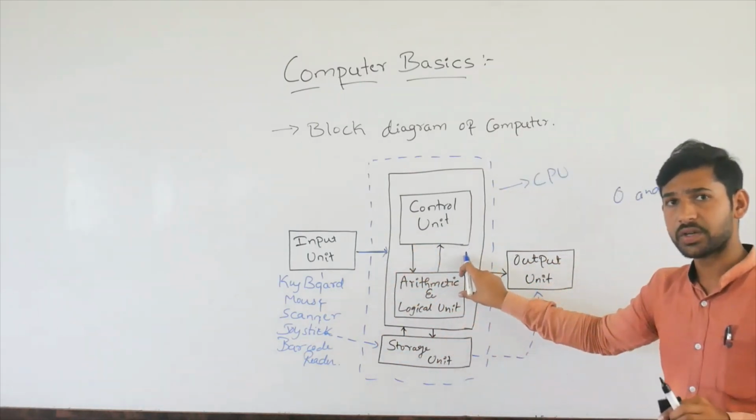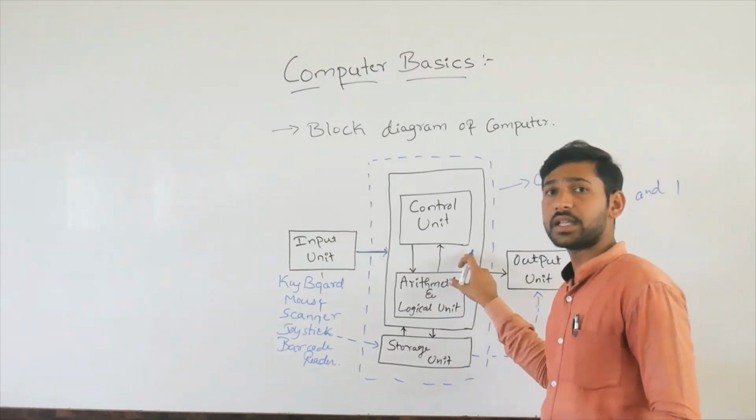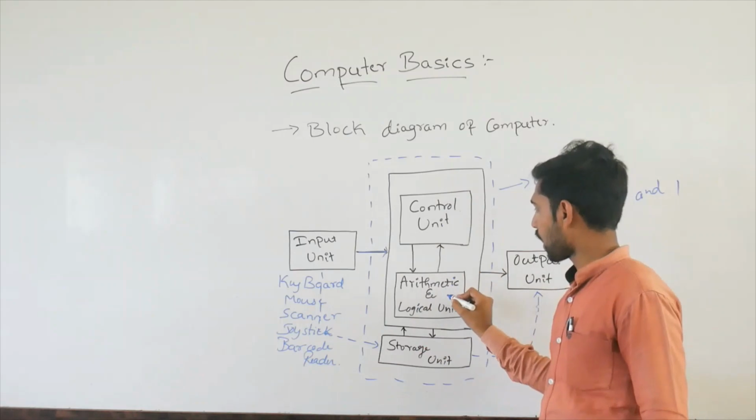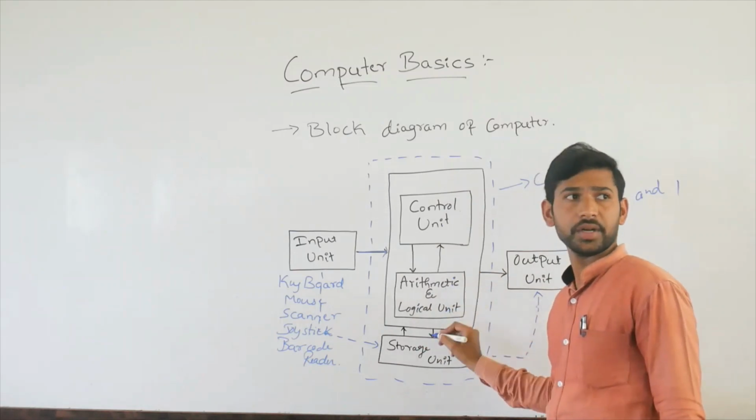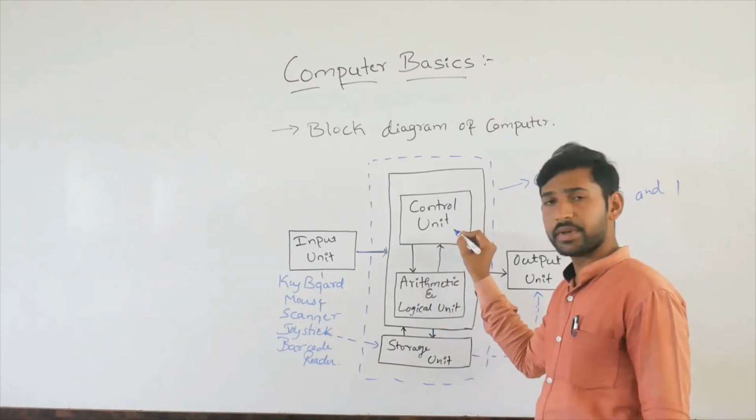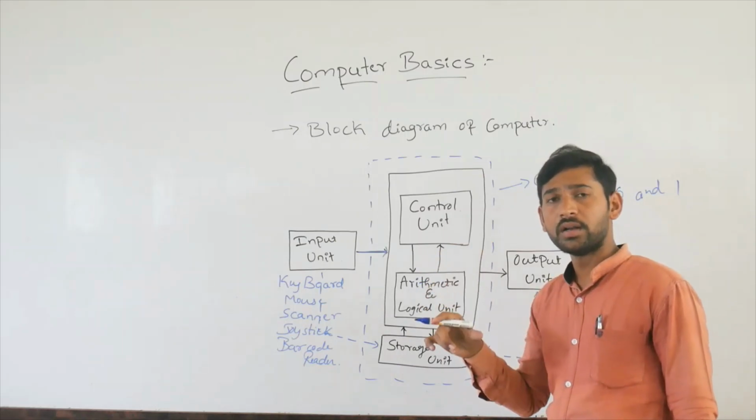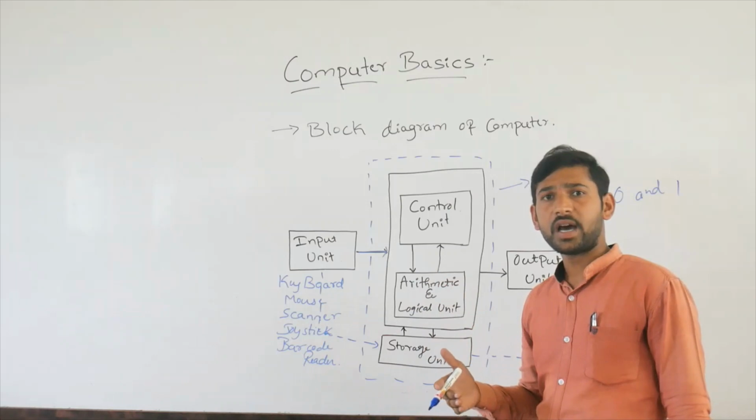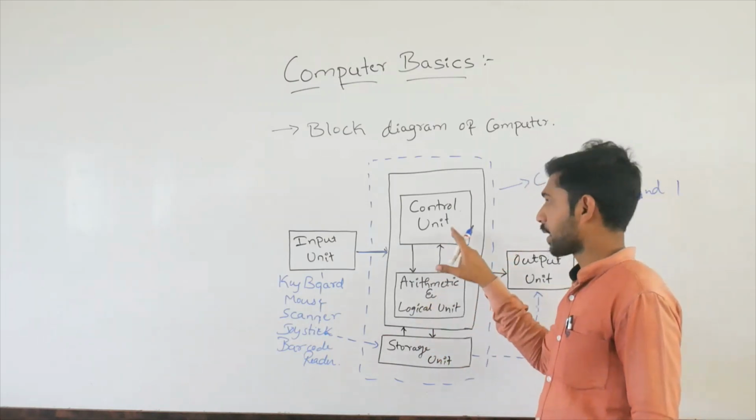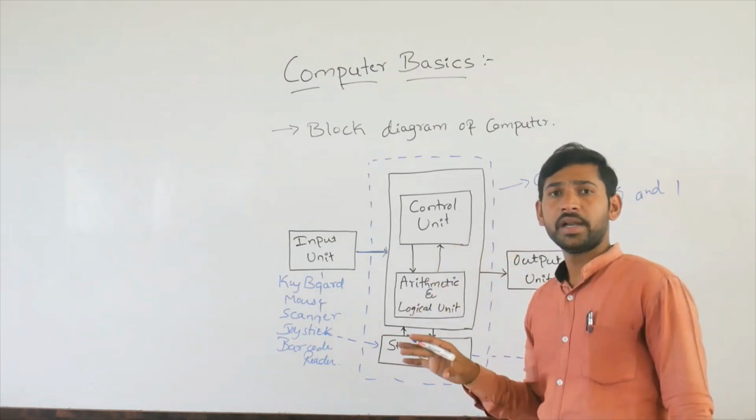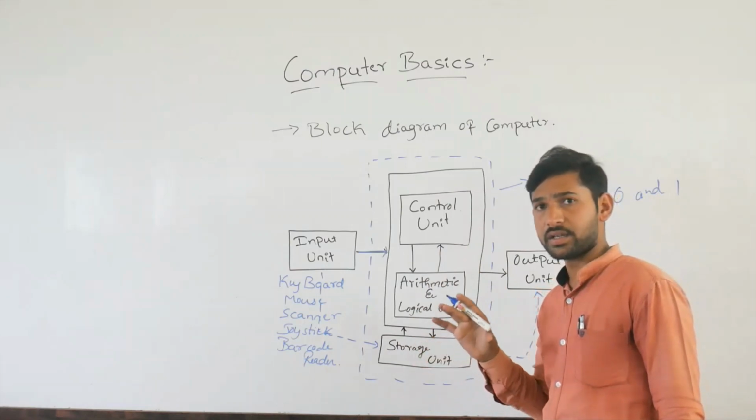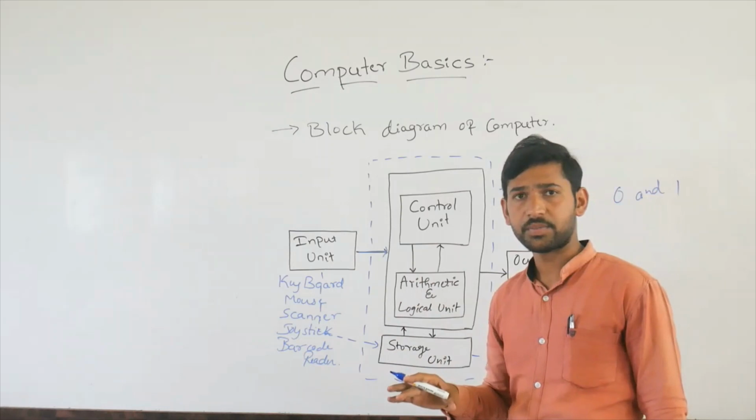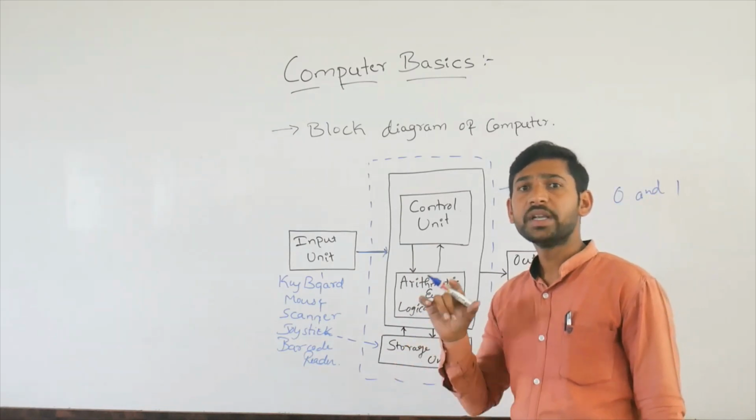This is the processing unit. In the processing unit there are two units: the control unit and the arithmetic and logical unit. Control unit means it controls the overall devices: input devices, output devices and external hardware. It controls the overall devices, and it processes the data for the set of instructions.